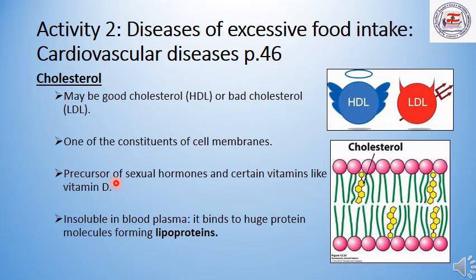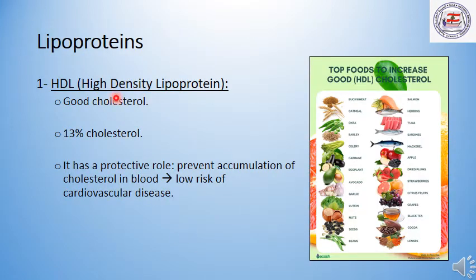Cholesterol also is a precursor of sexual hormones and certain vitamins like vitamin D. You need to keep in mind that it's definitely insoluble in the blood plasma, and therefore it binds to huge protein molecules, forming what we call lipoproteins. Lipoproteins are of two types. They can either be HDL or the LDL, those two lipoproteins that we previously mentioned. We're going to start first with the HDL.